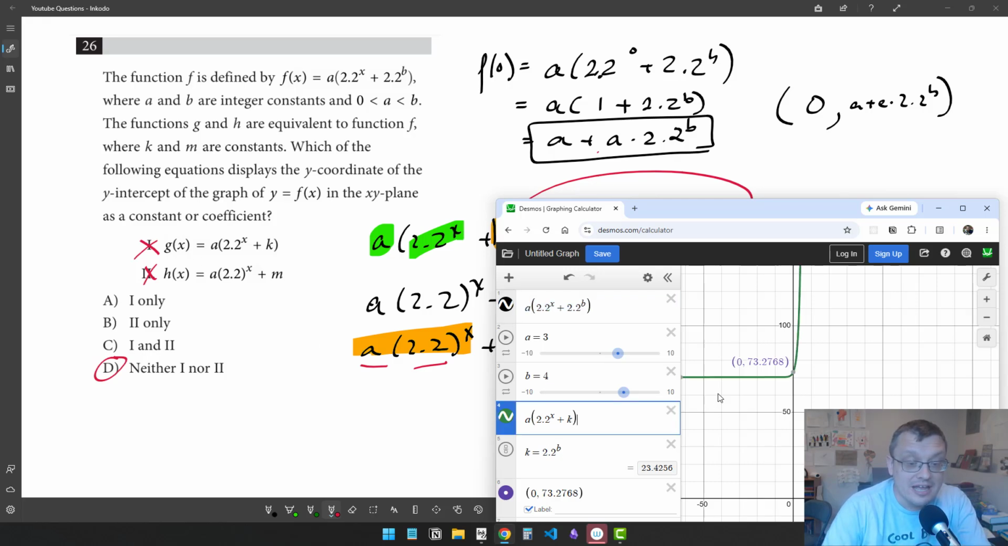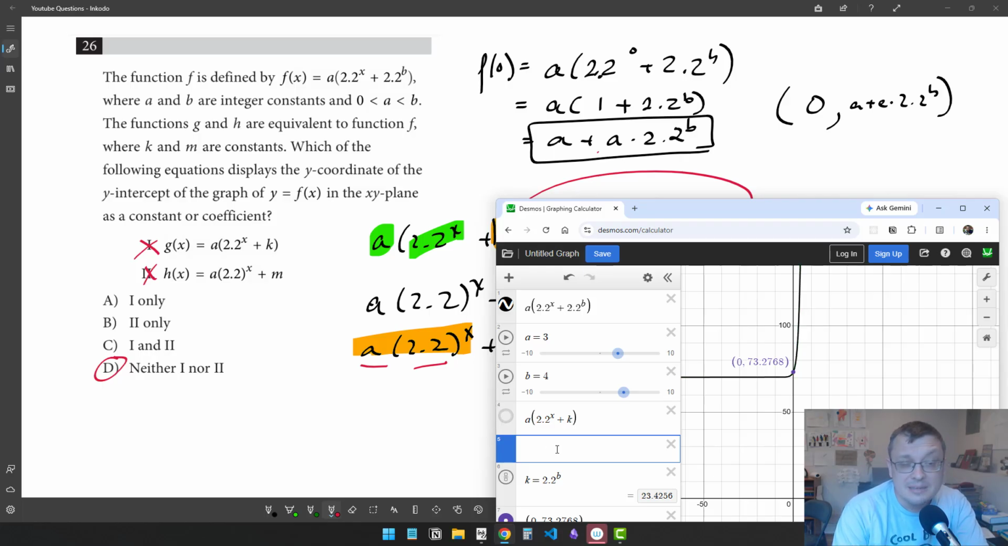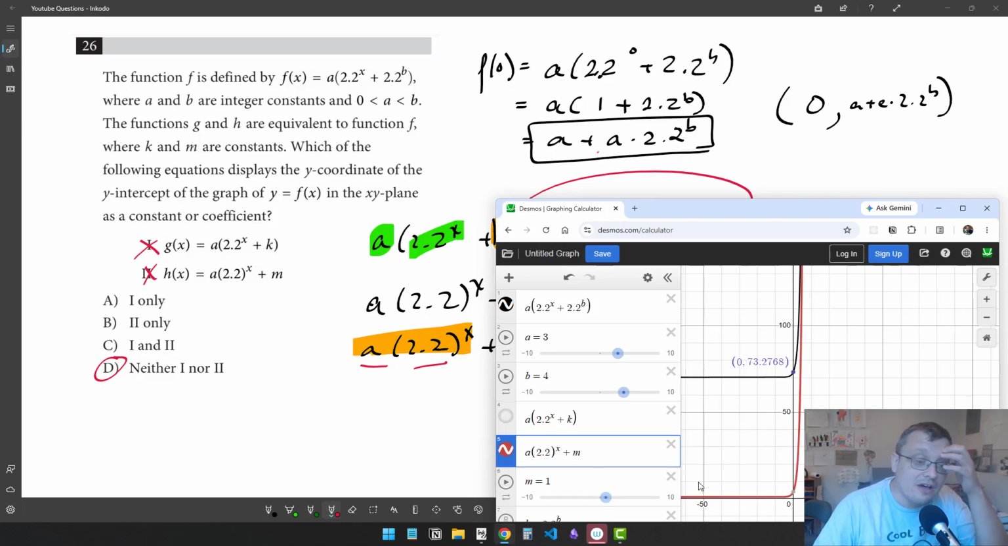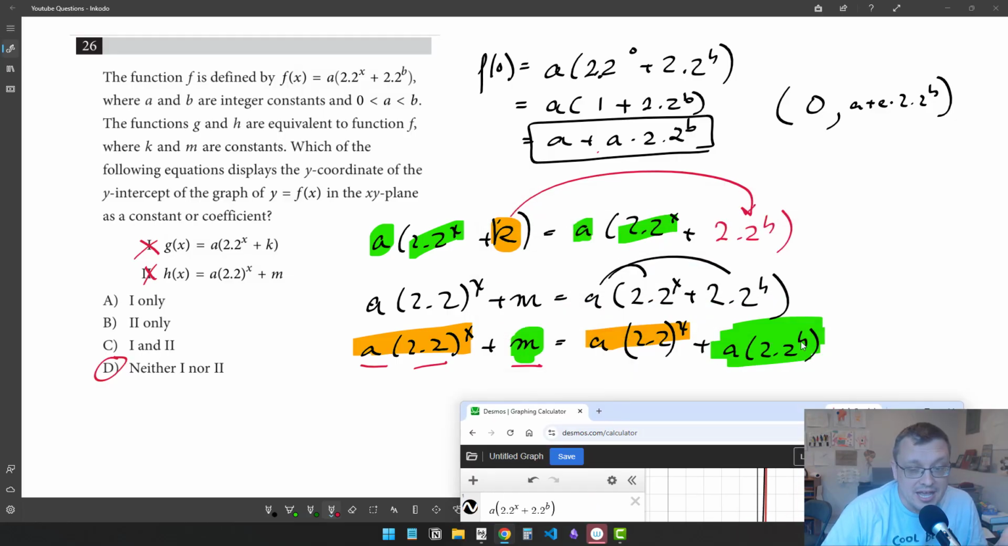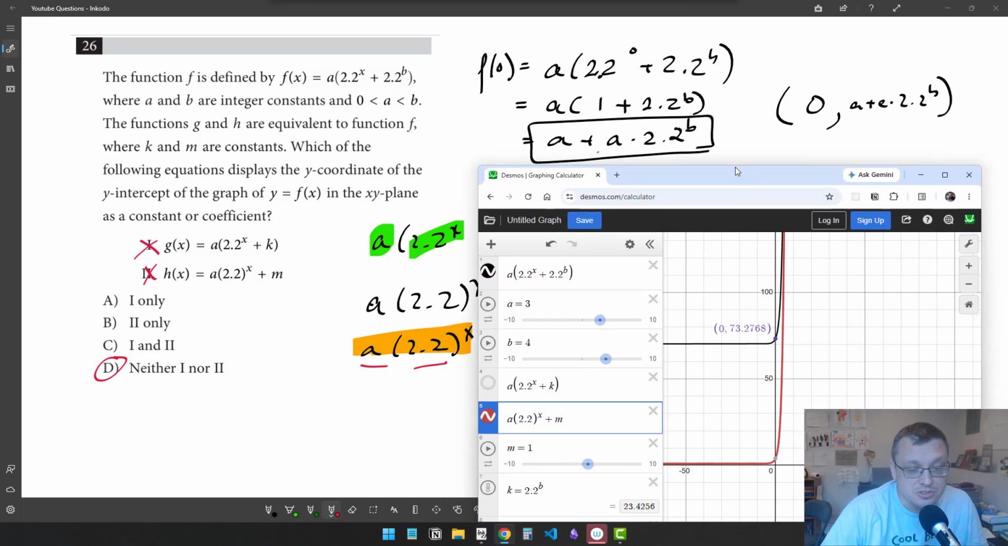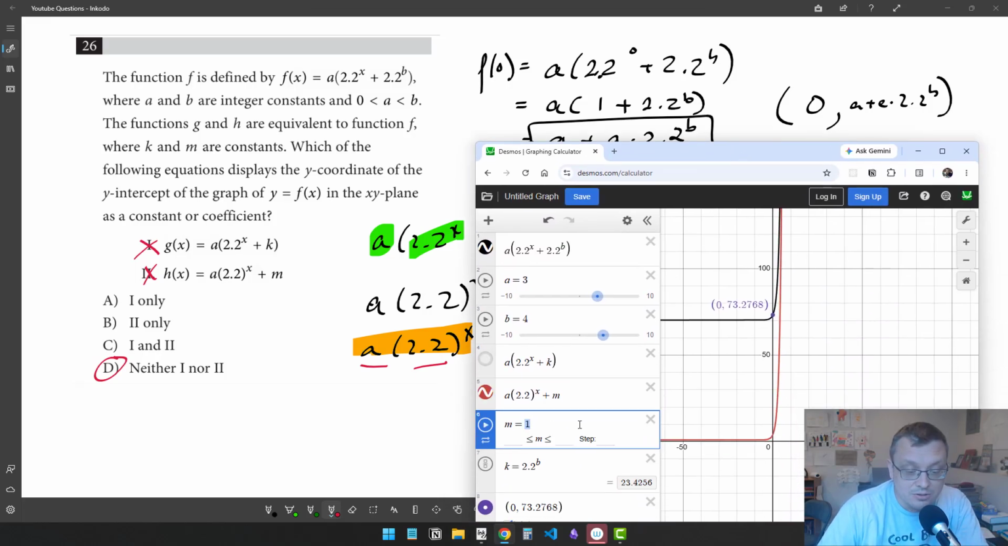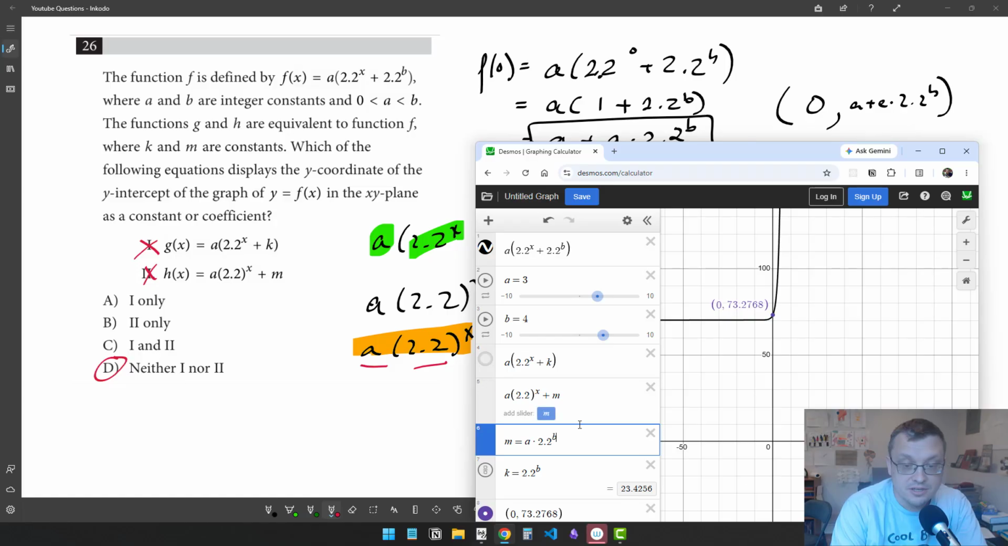We can do a similar analysis with, let's turn this one off for a minute, similar analysis with h of x. So A times 2.2 to the x plus m. We have to define a value for m at this point, again, to make them equivalent. Looking back on this, we found that it's going to be A times 2.2 to the b. That has to be the equivalency here if it's going to work, right? Distributing that a like we did before, this term becomes a times 2.2 to the b. So let's just set m equal to a times 2.2 to the b.